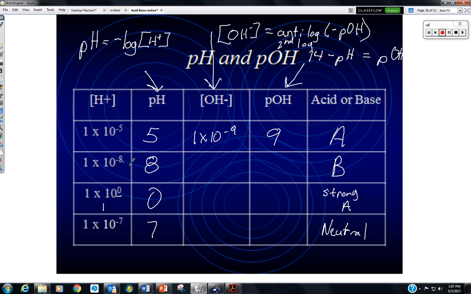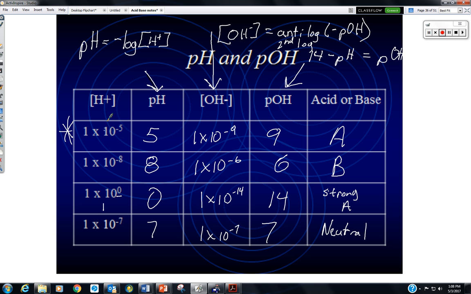All right. So quickly going through here, 14 minus 8 gives us 6. 14 minus 0 gives us 14. 14 minus 7 gives us 7. So we could quickly determine that the OH concentration is 1 times 10 to the negative 6, 1 times 10 to the negative 14, 1 times 10 to the negative 7.